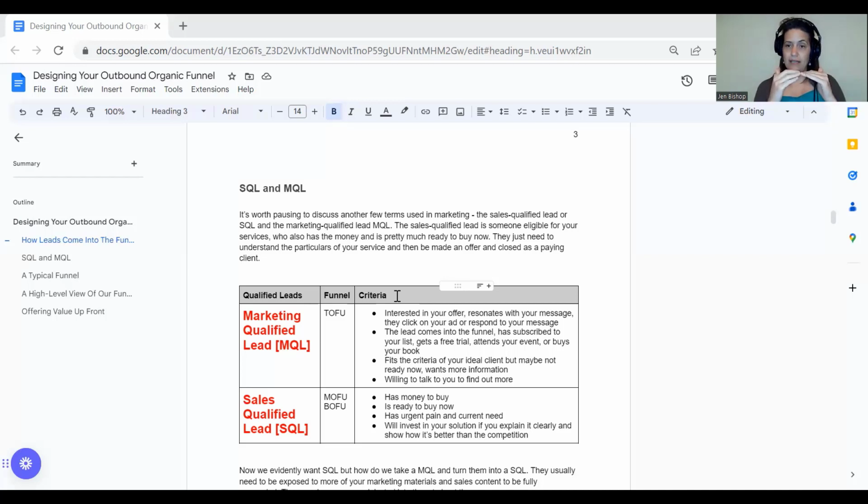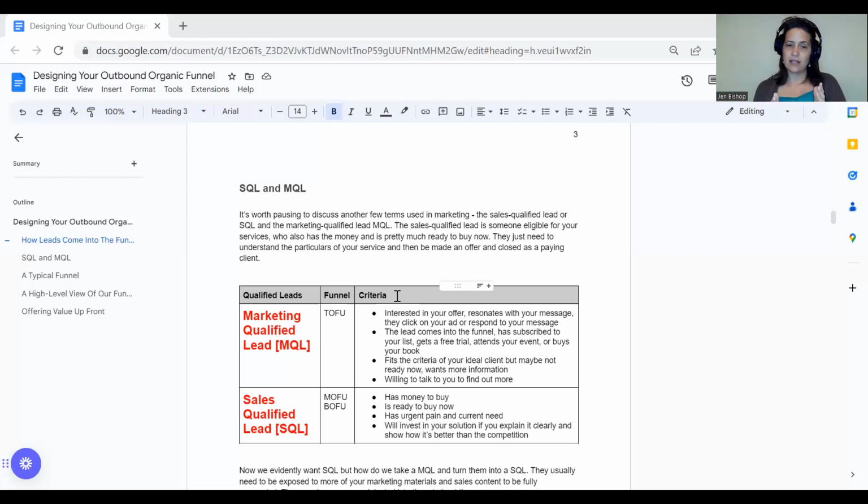However, a marketing qualified lead, which is more a lead up the top of your funnel, is marketing qualified as in they've responded to your marketing, they've responded to your outreach message. So something you've done has engaged their attention. Maybe they've clicked on an ad or they responded to your LinkedIn message. They come into your funnel and maybe at that point they get subscribed to your mailing list or they do a free trial or they attend a webinar or an event. They might get a book or something of yours. We want them to fit the criteria of your ideal client, but we don't know whether they're ready to buy now. All we know is that they are interested to find out more. We know that they're probably willing to talk to you and they've got some questions, but we don't know that they're ready to buy now.